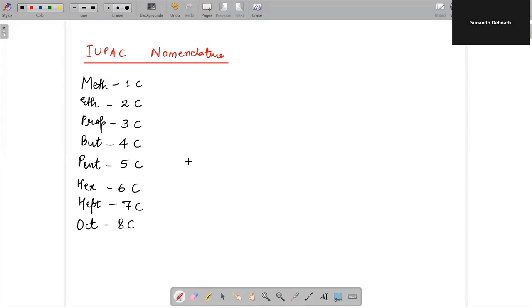Now, what is the meaning of main chain? When I say main chain, that is the next important concept. We have to look for the longest carbon chain. Suppose you have an organic compound like this, carbon connected with carbon, connected with carbon, connected with carbon. Again, you have carbon, carbon, carbon. So here you have to find which is the longest continuous carbon chain.